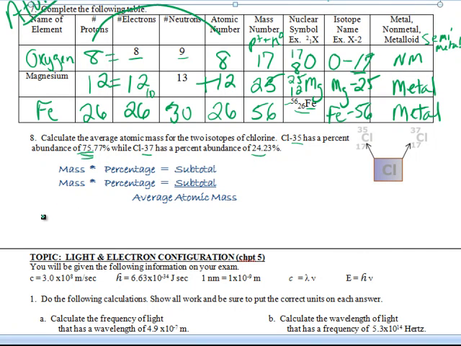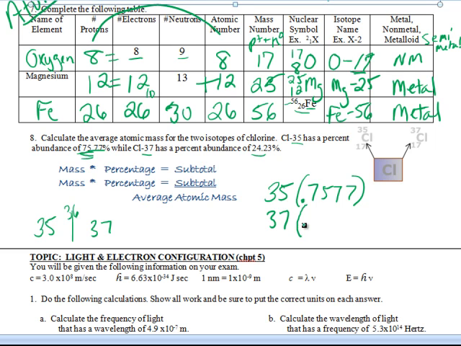If they were each around 50% of the time, then we would say what's in the middle between 35 and 37? Boom, 36, there's our average. This is not just doing the old school averages here. Now you have to take into consideration the percentages that they're abundant in. So what you're going to do is take the mass times the percentage. Make sure you move your decimal point over. 75.77 turns into 0.7577. And then this one turns into 0.2423. So you multiply them and you get your subtotal.